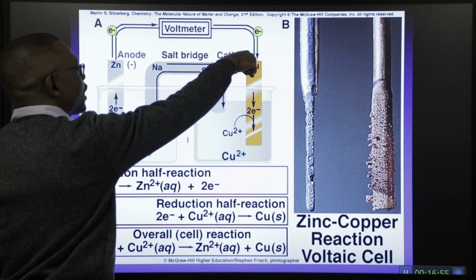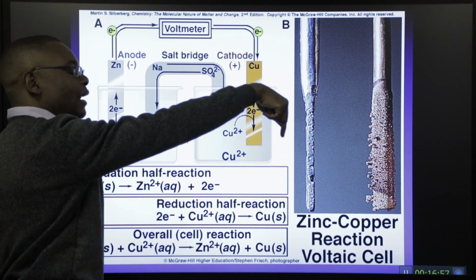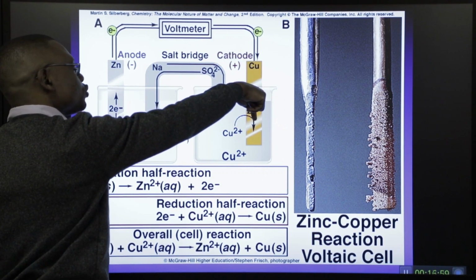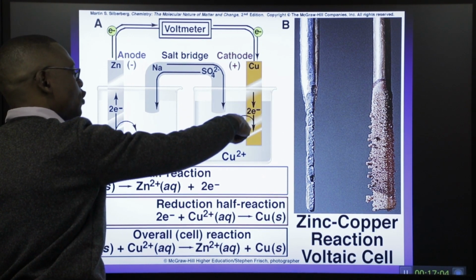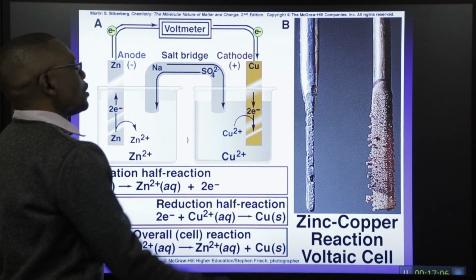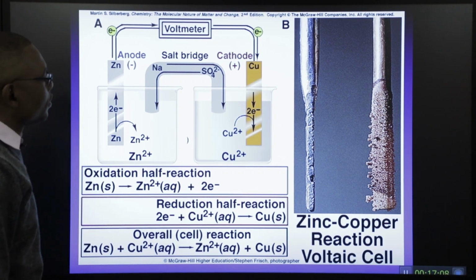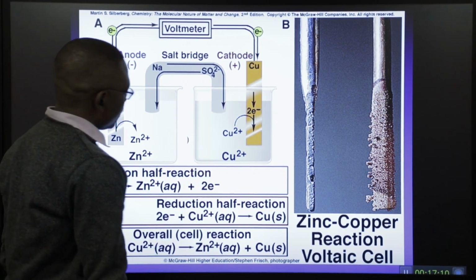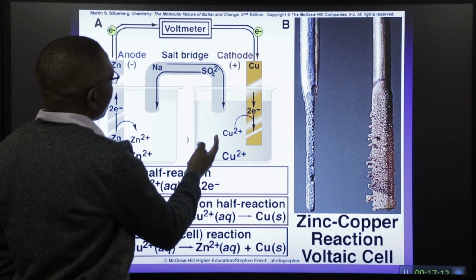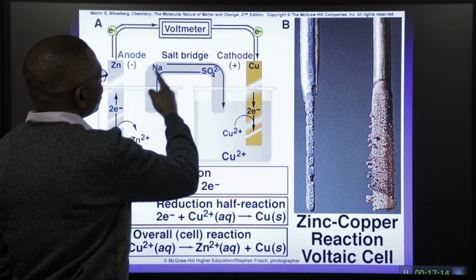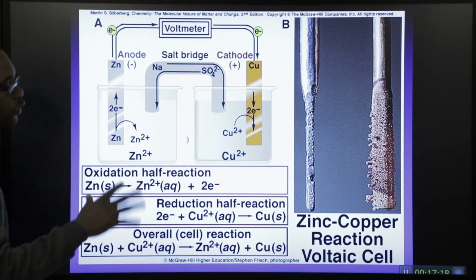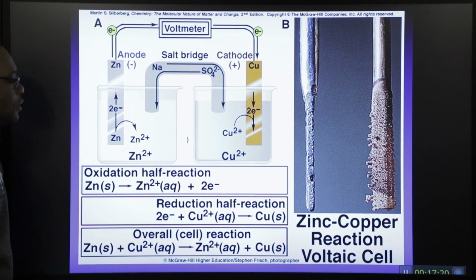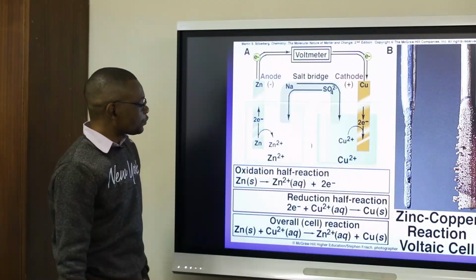And then when the electrons come into the copper electrode, the copper electrode will discharge the electrons into the solution, and then the copper ions will become 2+ like this, and then the ions move through a salt bridge of sodium sulfate, and then we'll have a balance of charge between the components of the cell.